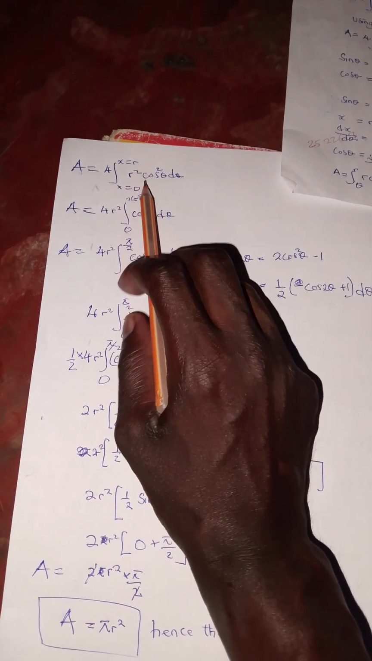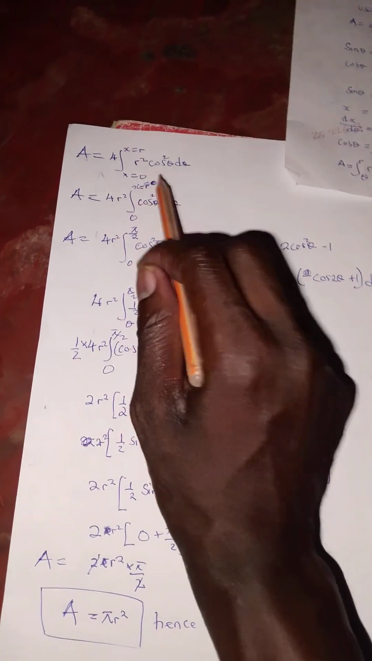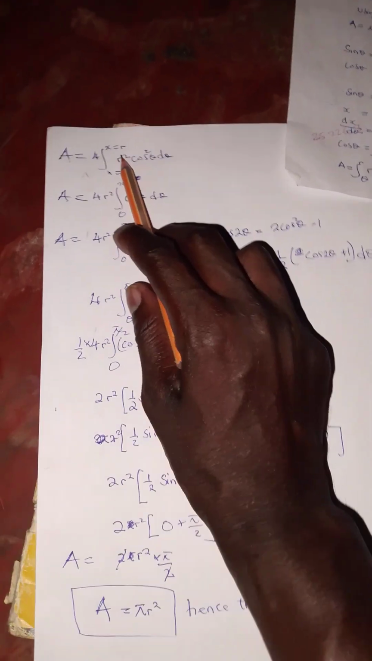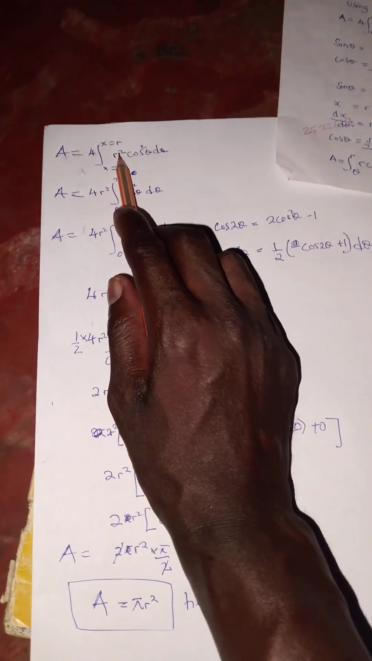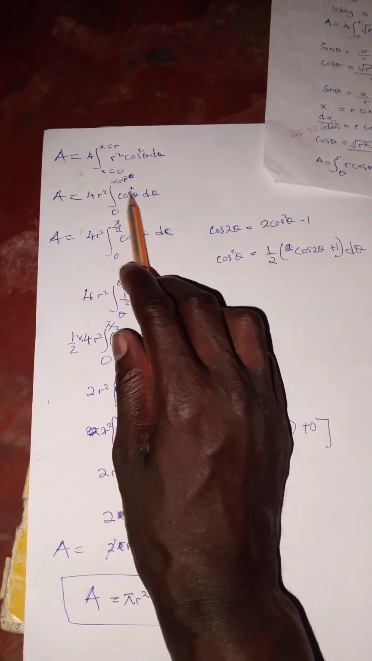x is equal to r and x is equal to 0, so these are the limits. Okay, now this one is purely a constant, so we can take it out of the integral, so that we remain with the cos squared theta d theta.